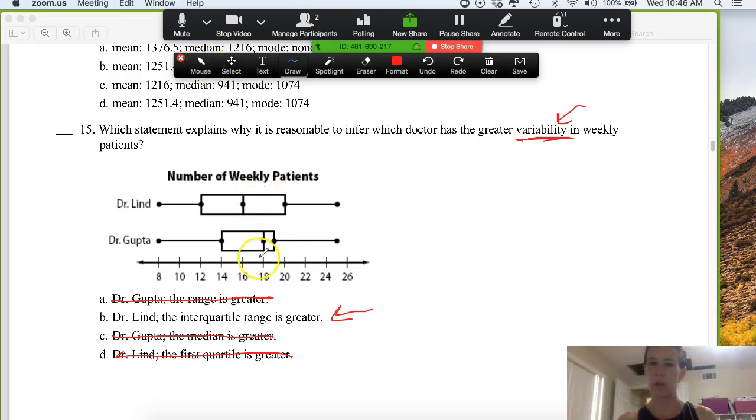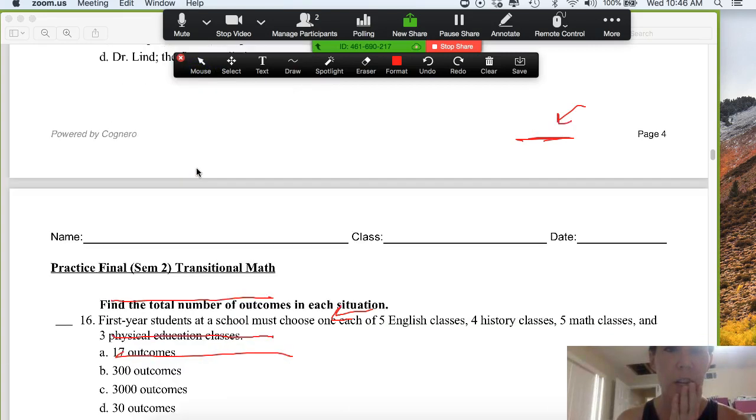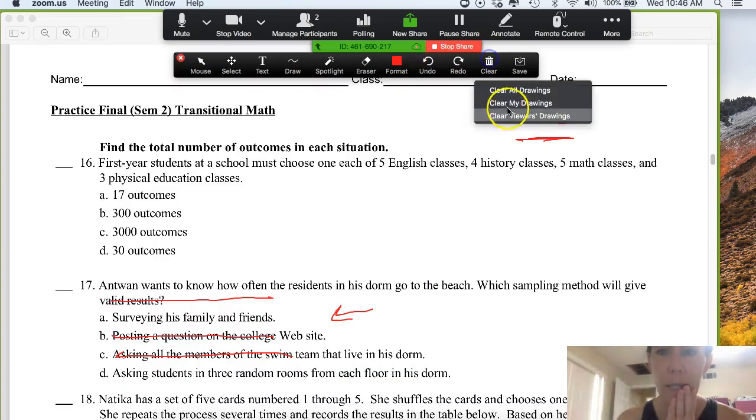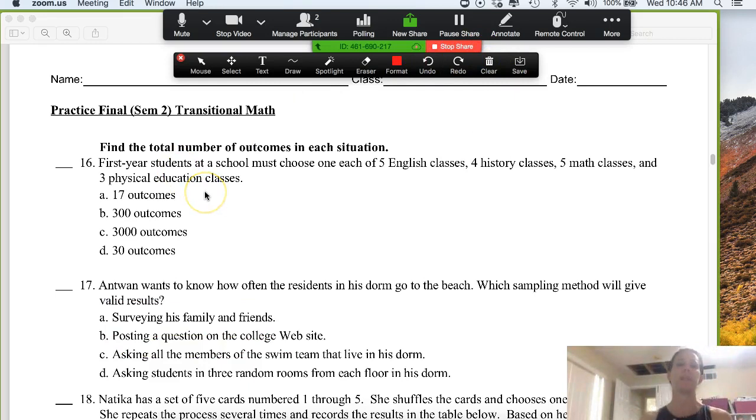Just make sure you can read these box and whisker plots and know what they mean. The median is the middle number, and this is your interquartile range. This says my data is more spread out. This one says his data is grouped closer together around the middle. Less variability. Okay, so let's go ahead and look at number 16.